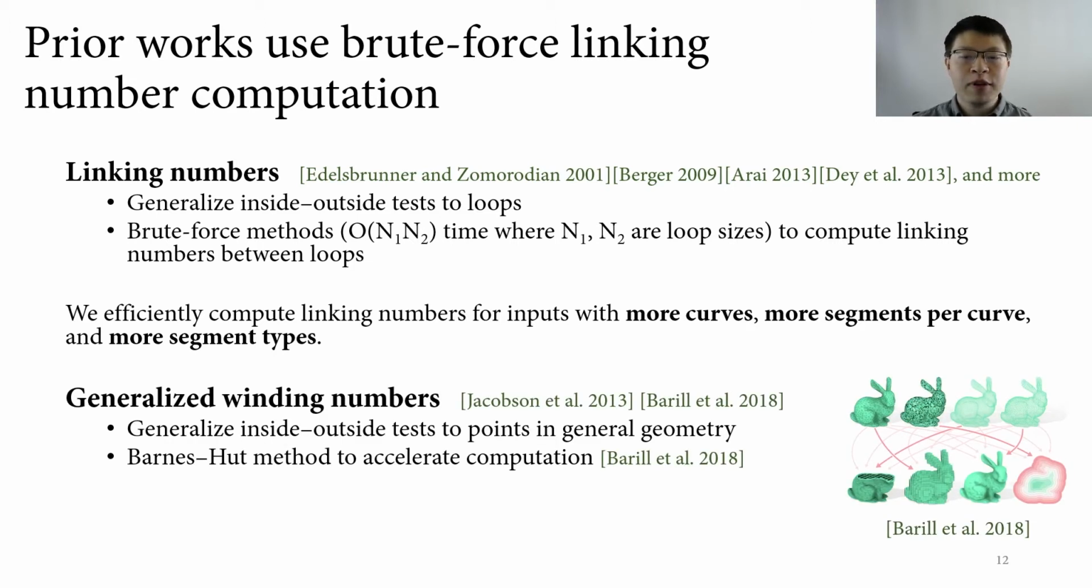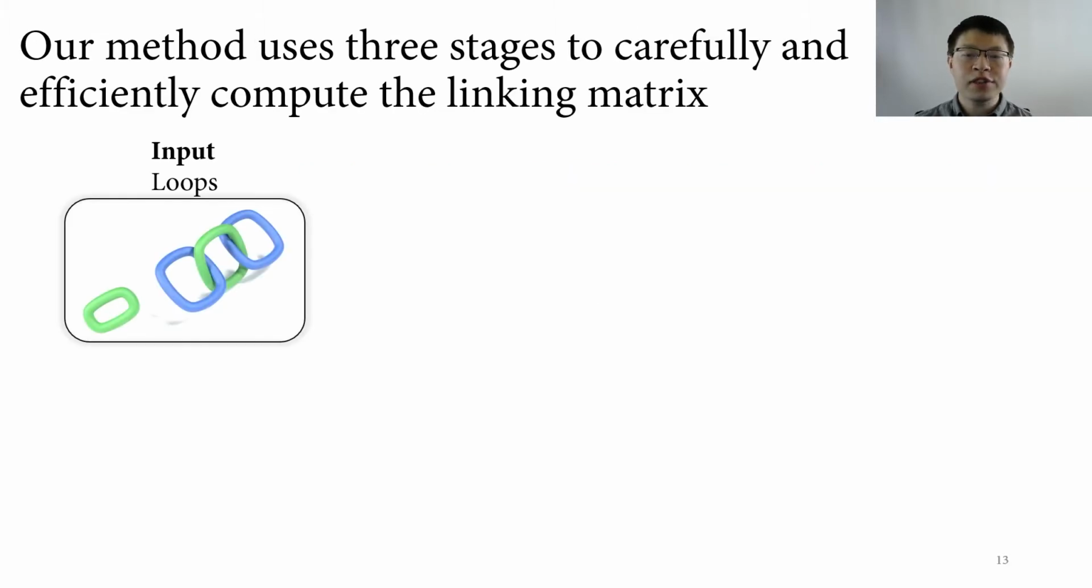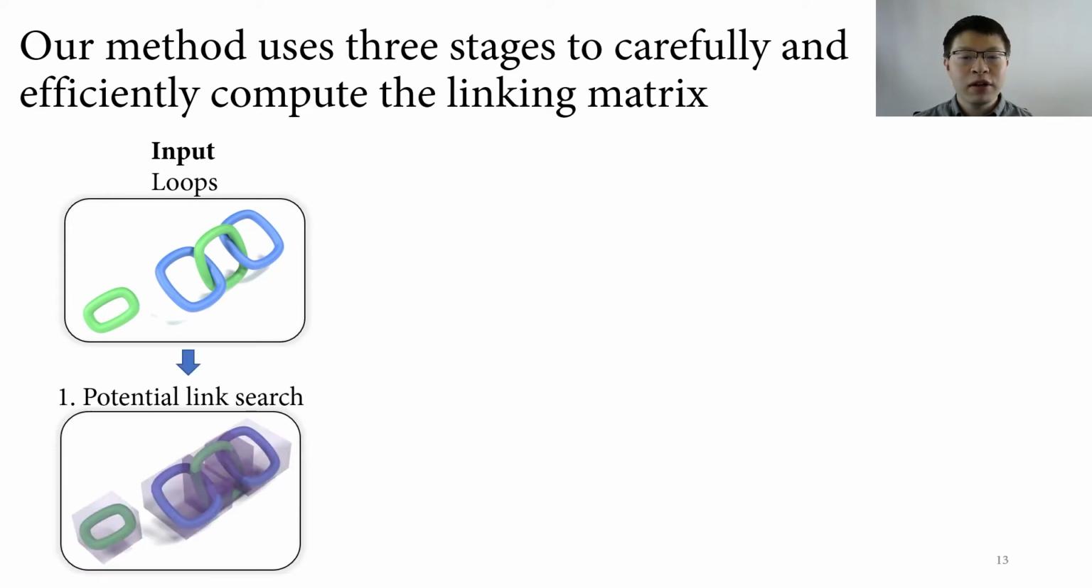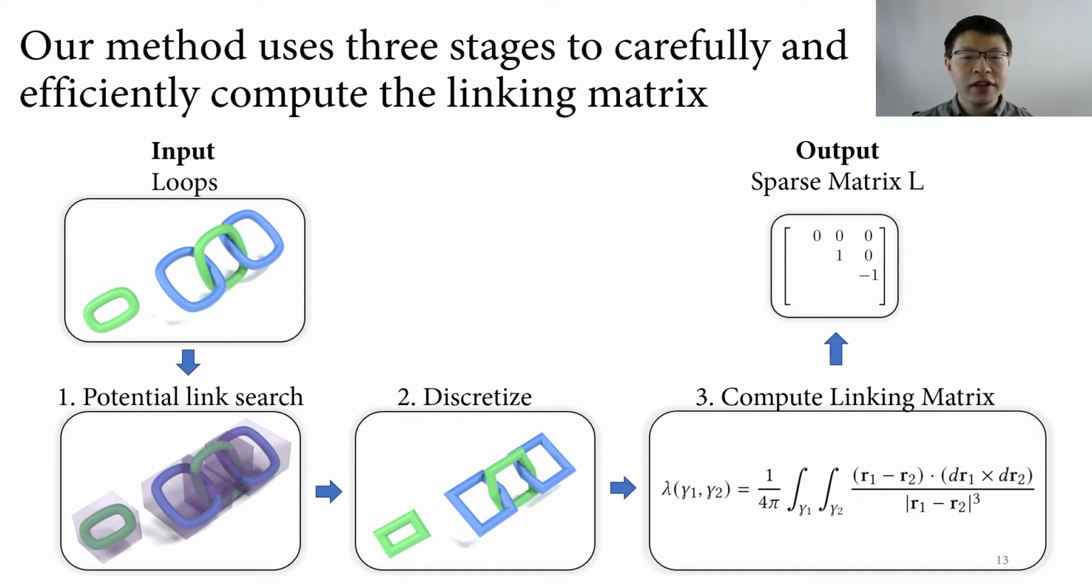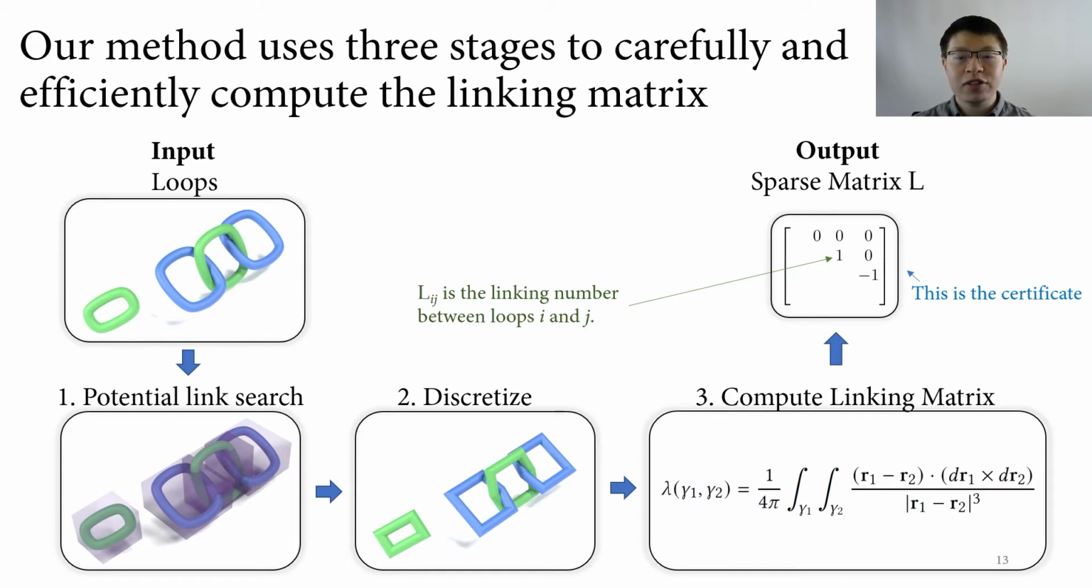Recently, researchers proposed using generalized winding numbers to generalize inside-outside tests to curved surfaces and other geometry, and they use Barnes-Hut to accelerate the computation. We explore similar approaches. Our method uses three stages to efficiently compute the linking matrix. Given an input set of loops, we first compute a list of potentially linked pairs of loops. Then we carefully discretize the loops into polylines, and finally we process the polylines to compute a sparse triangular linking matrix. This is the final certificate. Two structures with the same linking topology would have the same matrix.